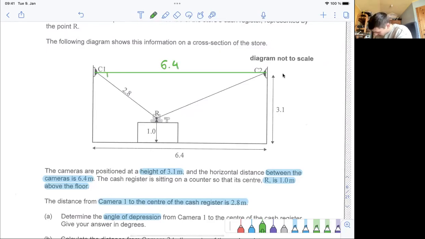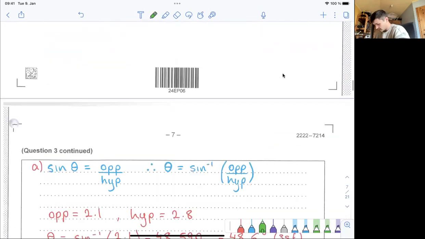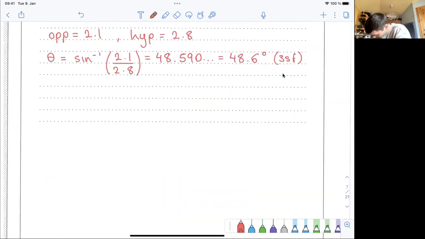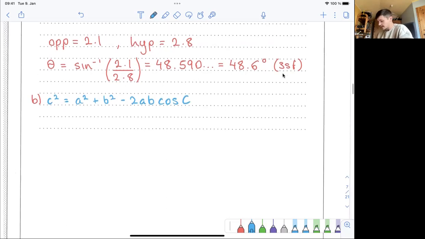All right, and we know that this angle in here, we calculated that was 48.6 degrees. And so now we can use the cosine rule to calculate the length of C2. I'm going to write the cosine rule down here for us. So the cosine rule is C squared is equal to A squared plus B squared minus 2AB cos C.